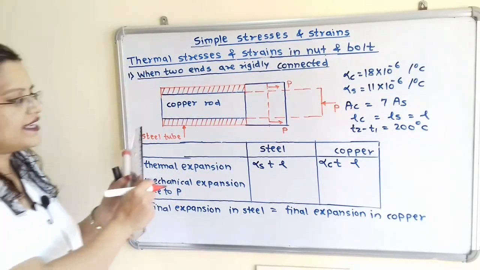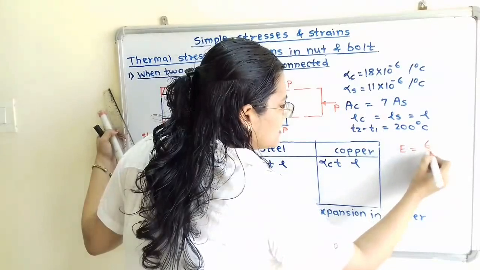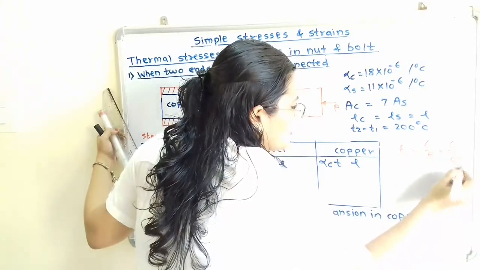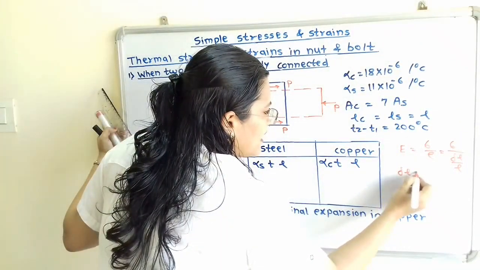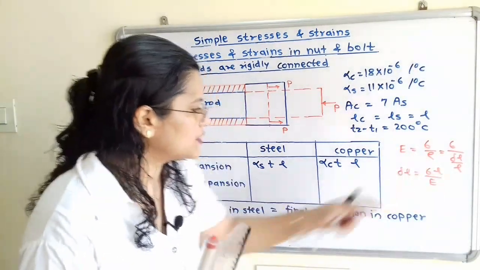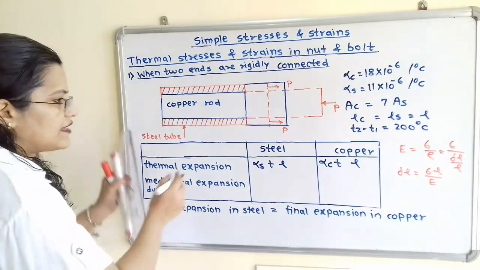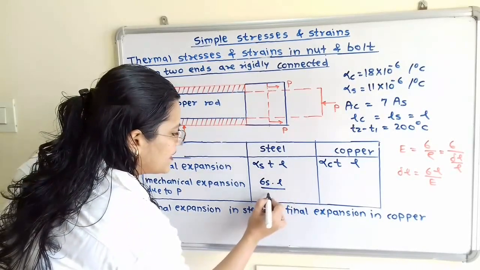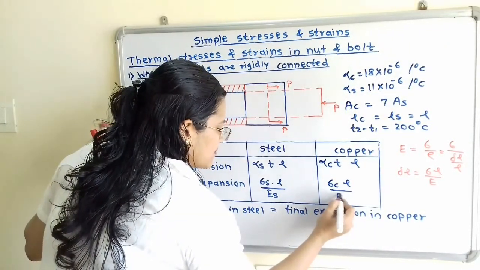Now we have formula, Young's modulus E is equal to stress by strain. So I will write here stress sigma divided by strain. Now this strain is equal to delta L by L. Now we have to find out this change in length. So we can write here delta L is equal to sigma L divided by E. So we have to write this equation. For steel we will write sigma S, that is the stress in steel, multiplied by length, the original length which is same, that is L, divided by E, Young's modulus for steel, that is ES, and for copper sigma C L by EC.